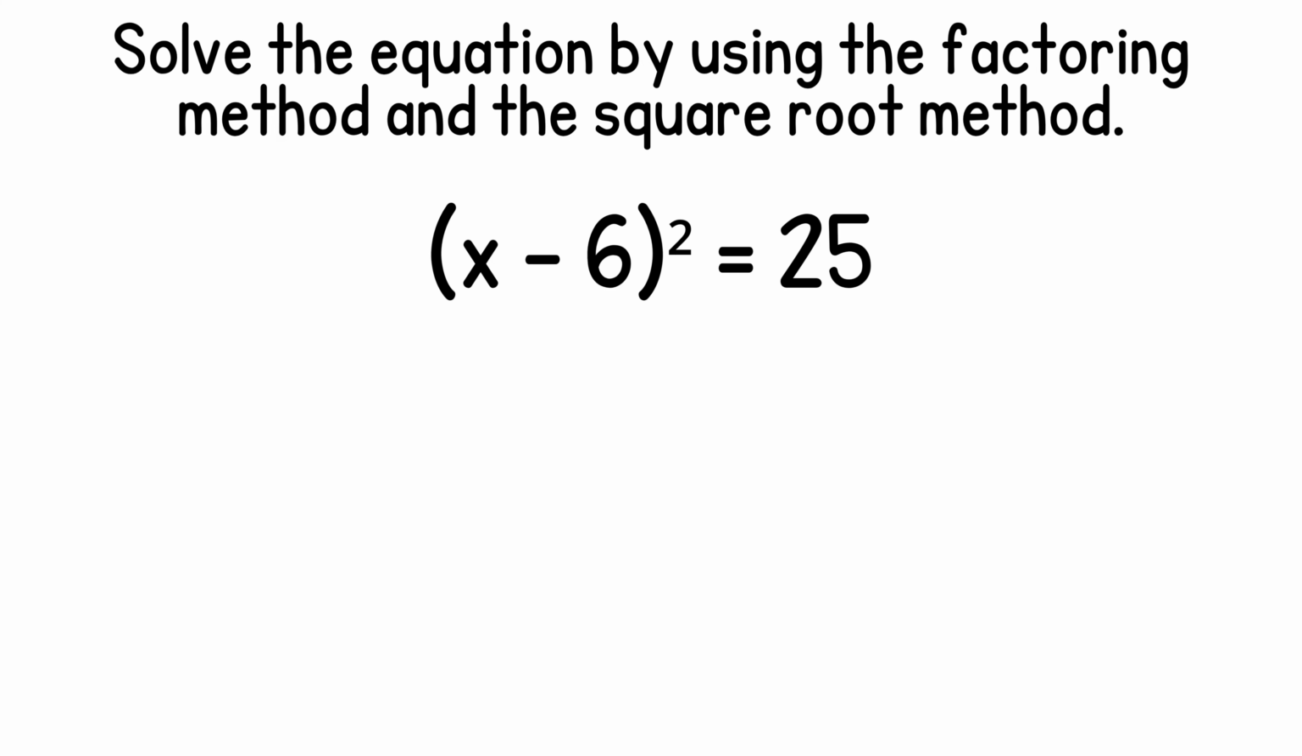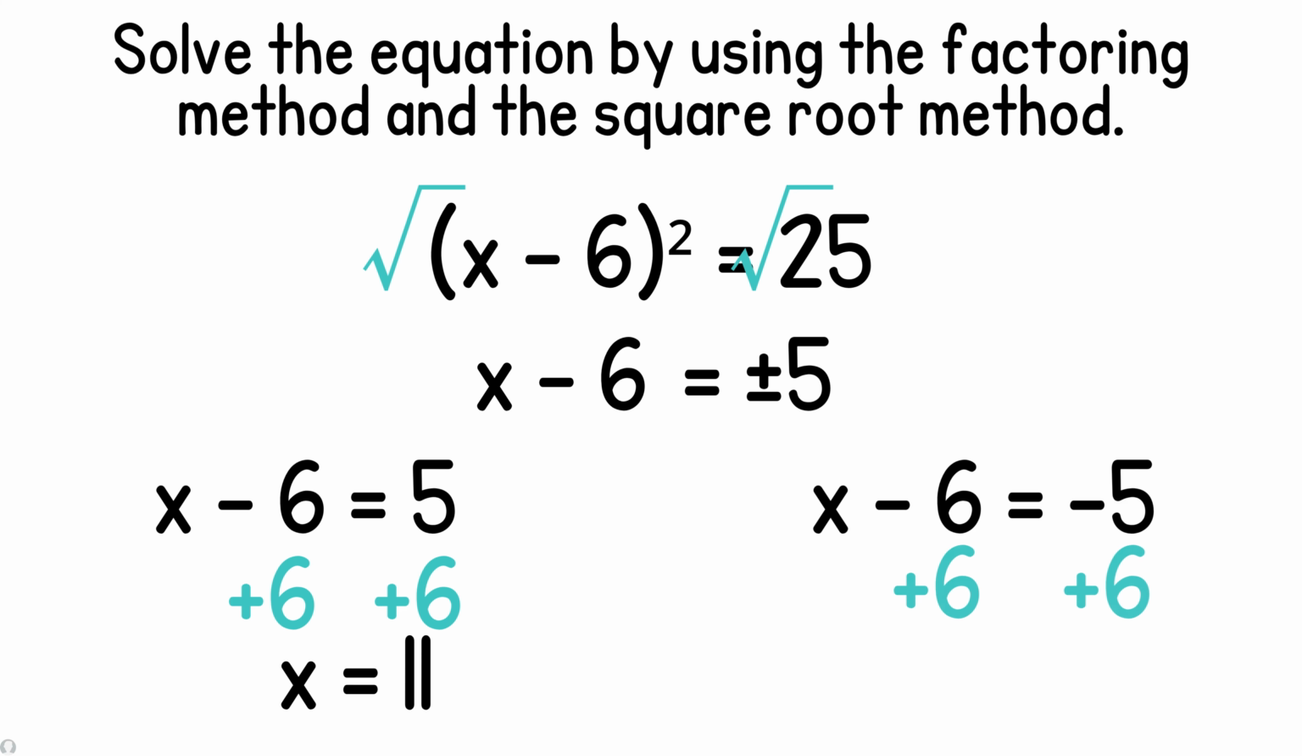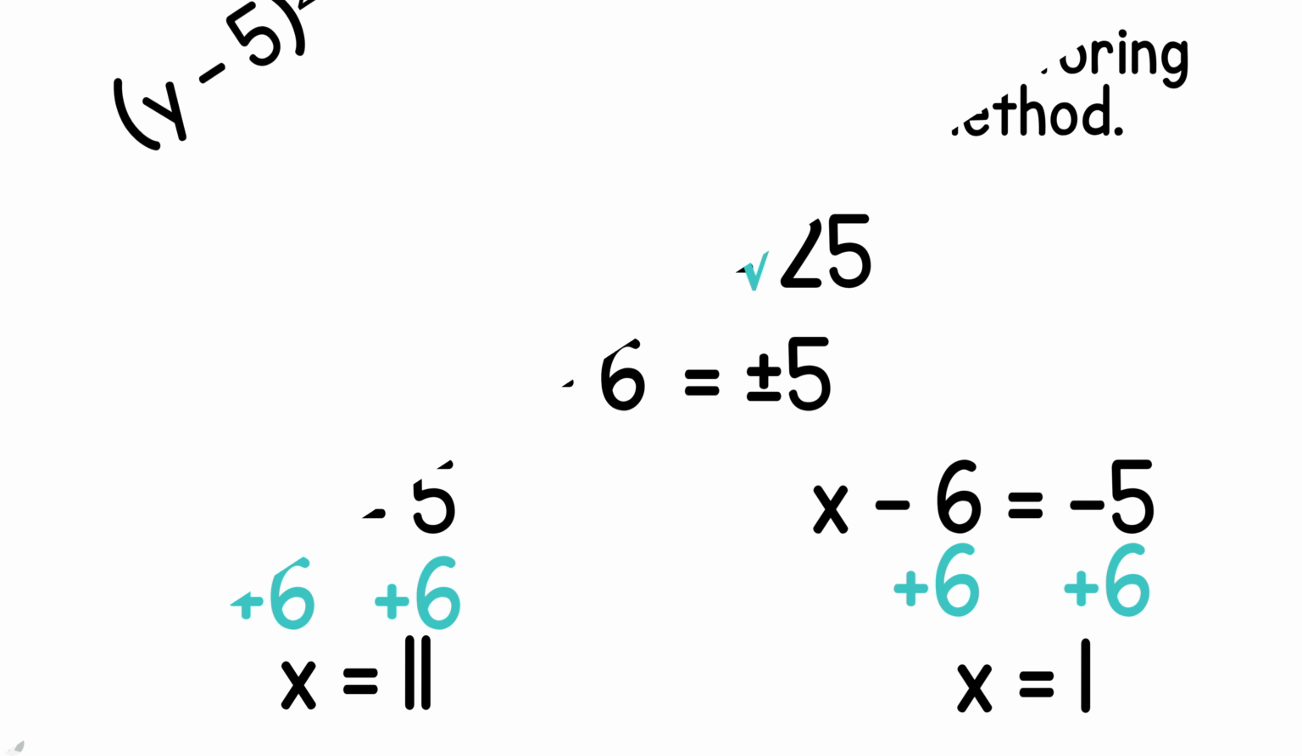Now we'll use the square root method and see if we still get the same solutions of 11 and 1. So we'll start by taking the square root of each side. This will give us x minus 6 on the left, and we'll get plus or negative 5 on the right. Now we'll set up our two equations, where x minus 6 equals positive 5 and x minus 6 equals negative 5. We'll start by adding 6 to both sides, which gives us x equals 11, and then we'll add 6 on the other equation, giving us x equals 1. So now we can see that we did get the same solutions.